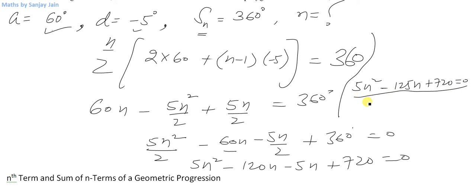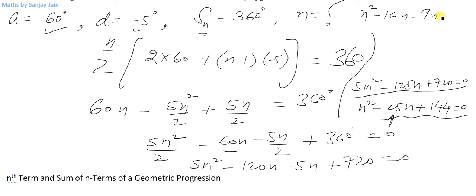This is the quadratic that I have, and fortunately I can take 5 as common. So n squared minus 25n plus 144 equals 0. So 16 into 9 will be the factorization. So n squared minus 16n minus 9n plus 144 will be equal to 0. So n will be either 16 or 9.